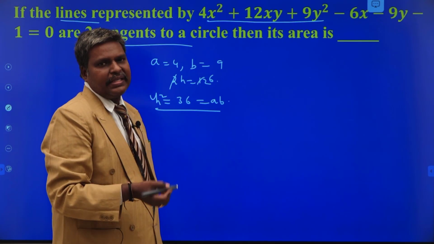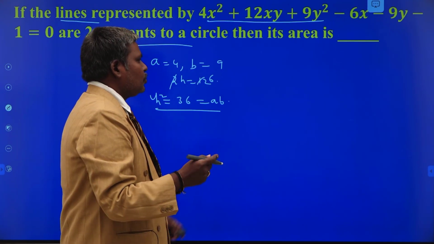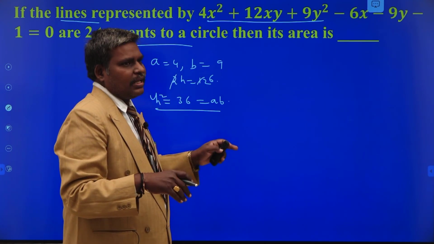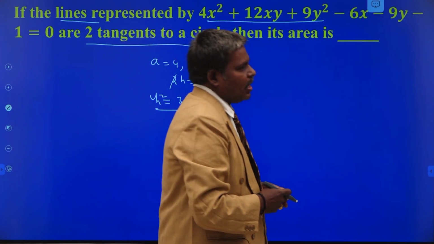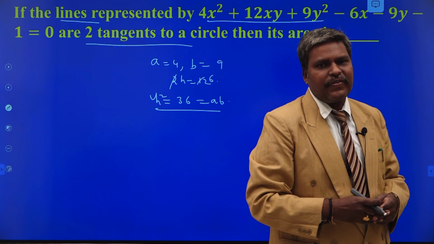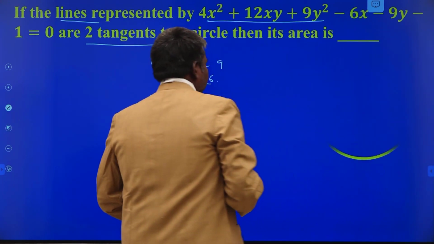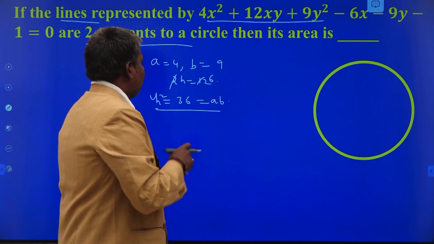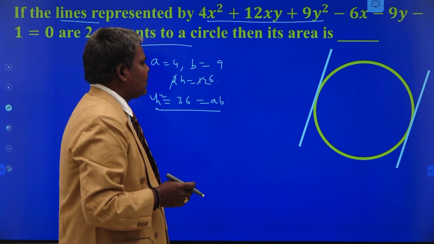That means the lines are parallel. So these are two tangents to the circle, and they are parallel. That means what? They are the tangents drawn at the extremities of a diameter. Am I correct or not? See the diagram. This is the circle. The two tangents are parallel. That means this is one tangent, and this is the other tangent.